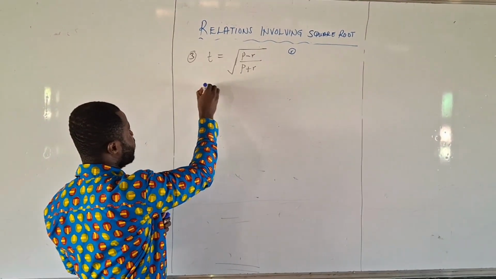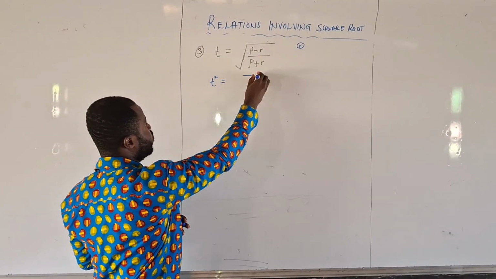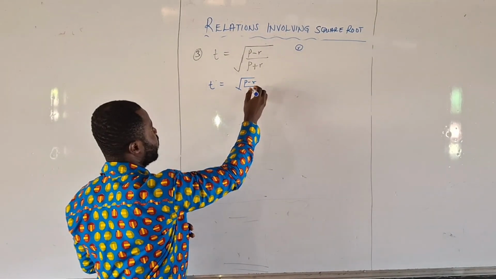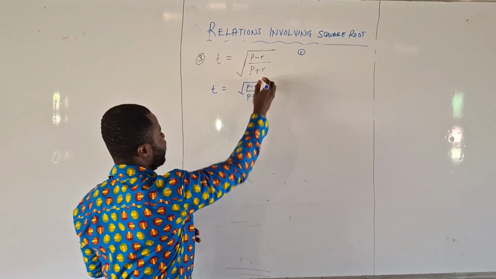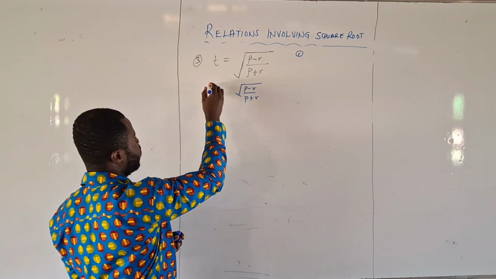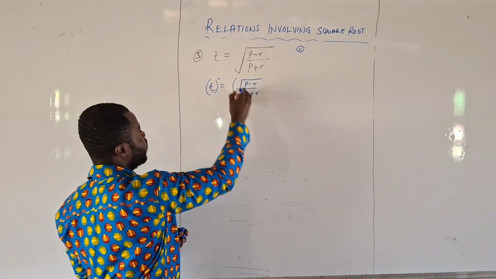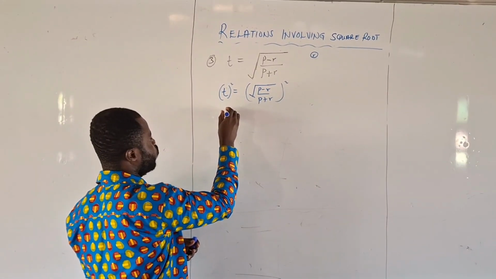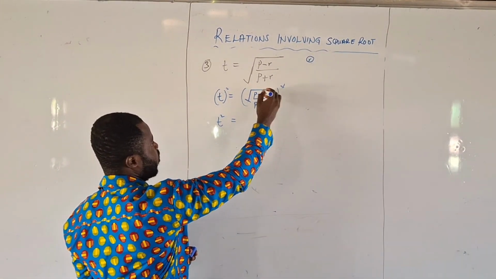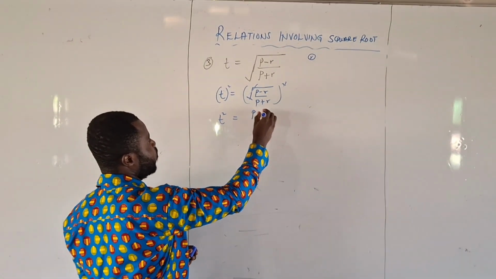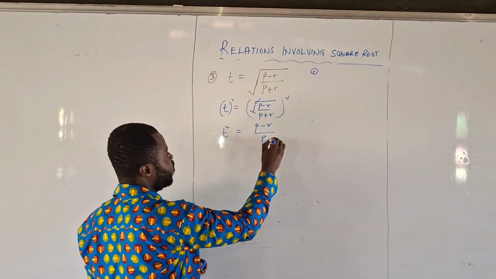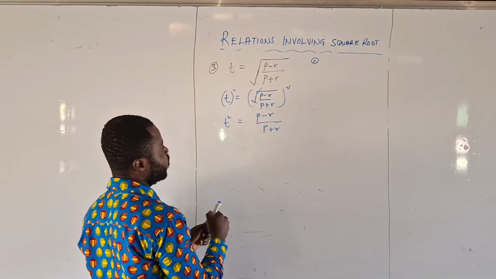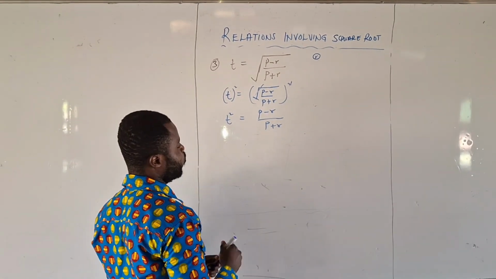So in taking out the square root, we have to square both sides. You have to square both sides. So you square the T, then you square this side. So we have our T squared is equal to, now this square will cancel this square root out. Now we have P minus R all over P plus R. Now we have gotten access to this expression.